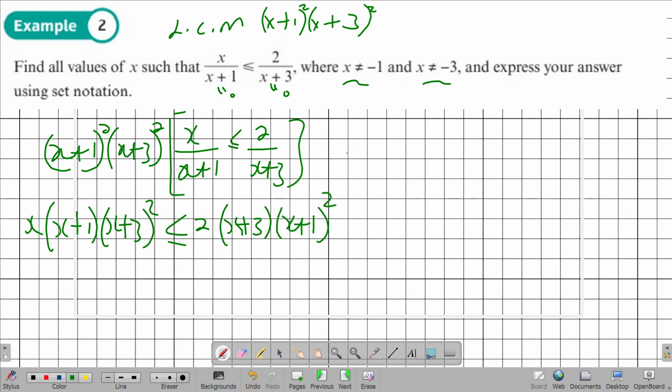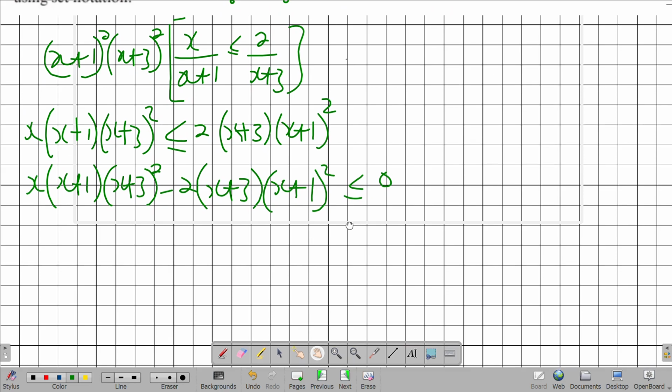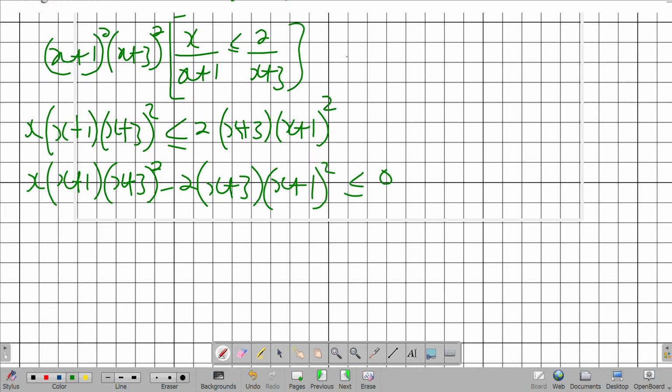We put everything to one side. Now it's going to be less than or equal to 0. That's the whole purpose. We want it to be less than or equal to 0. Now, again, we don't need to expand here. I see already common factors. X plus 1 is quite common, both sides. I also see x plus 3 is quite common, both sides. So in here we are left with x and x plus 3. Here we are left with minus 2 and x plus 1.